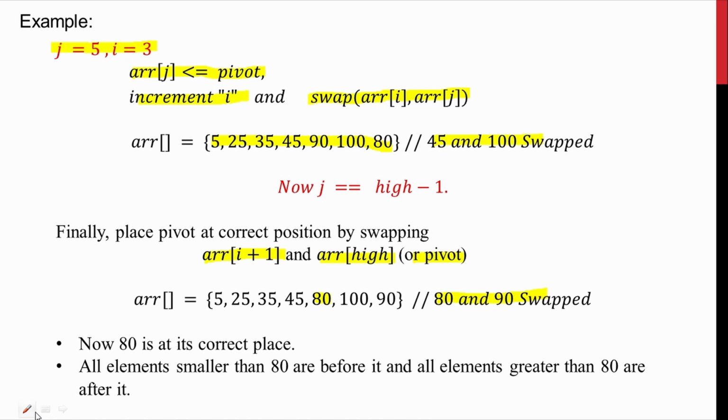Now 5, 9, 25, 35 and 45 become one sub-array, and 100 is in another sub-array. They are considered as two separate sub-arrays, and the same recursive logic will be applied to them, and we will keep doing this until the complete array is sorted.